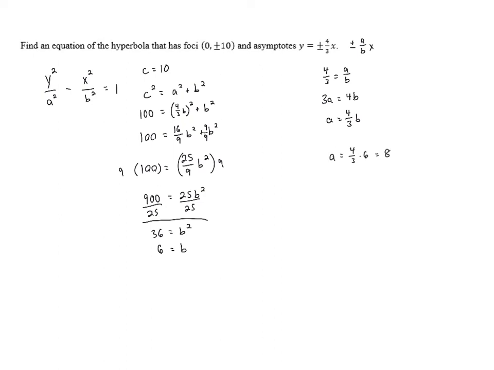So that means our equation is going to be y squared over 8 squared, which is 64, minus x squared over 6 squared, which is 36, equals 1.